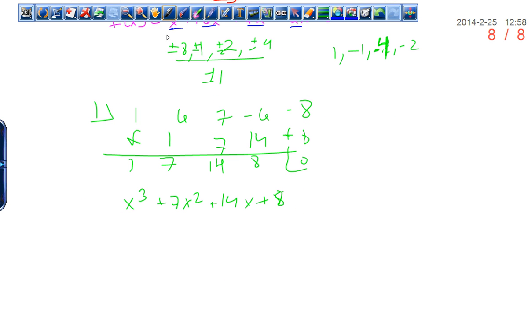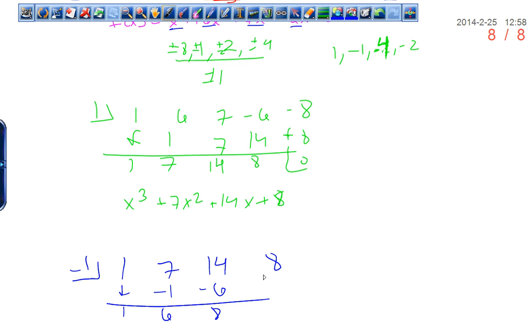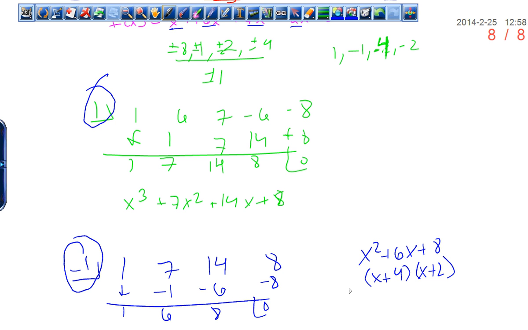Now I'm just going to try negative 1. Remember, I know the answer, but just try the easy ones first. So we're trying with this now: 1, 7, 14, and 8. I bring down my 1. Get negative 1. That gives me 6. Okay, the other 8, negative 8, and 0. So then I have x squared plus 6x plus 8. And now I can factor this into x plus 4, x plus 2. So I got 1, negative 1, negative 4, and negative 2.